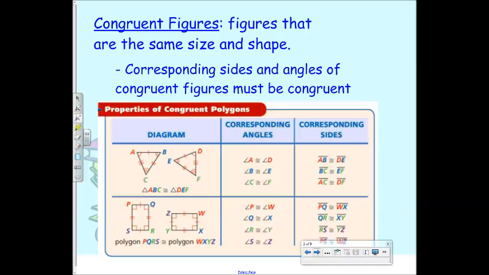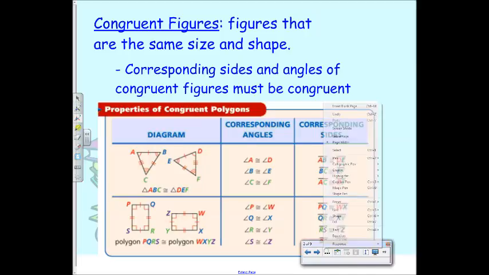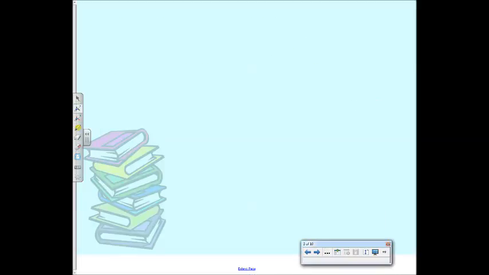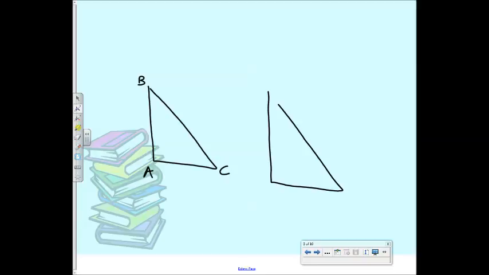So for example, if I draw this triangle and I say this is ABC, and I draw this triangle and I say this is triangle DEF, which angle corresponds to D? A corresponds to D. Which side corresponds to BC? EF. Which side corresponds to AC? DF. So it's the one that's in the same location. So corresponding sides and angles are the ones that are in the same location.